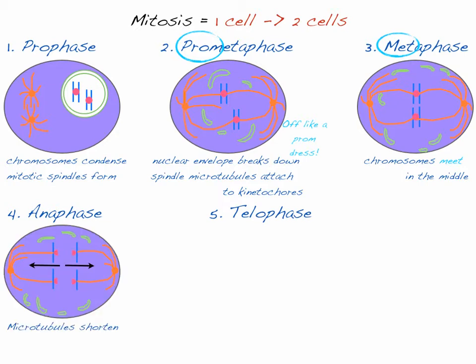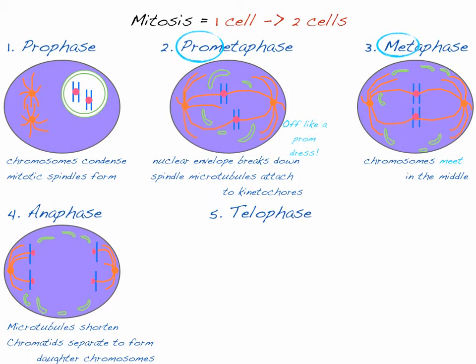And in anaphase, the microtubules of the spindles are shortening. And as they shorten, they're going to pull apart the sister chromatids to their respective ends. So the microtubules are shortening, and as those sister chromatids are pulled apart, they're becoming their separate daughter chromosomes. So the sister chromatids are pulled apart and they become their daughter chromosomes.